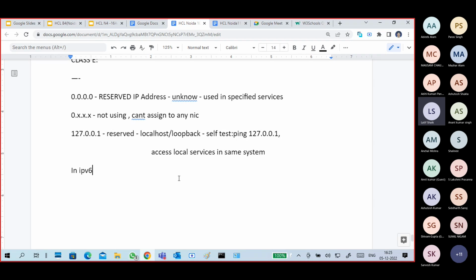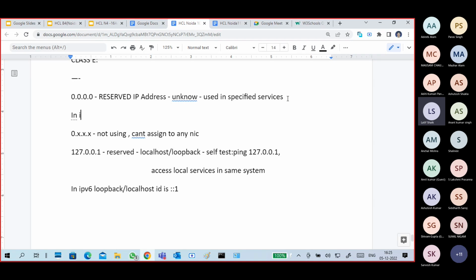In IPv6, the loopback or localhost IP address is ::1. In IPv6, for all zeros, it is just a colon only. The :: in IPv6 is this one. I will show you this, guys.